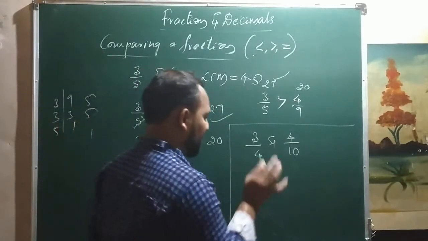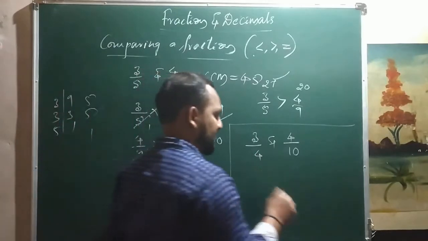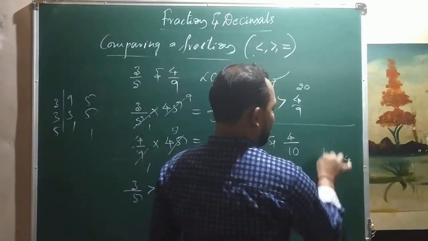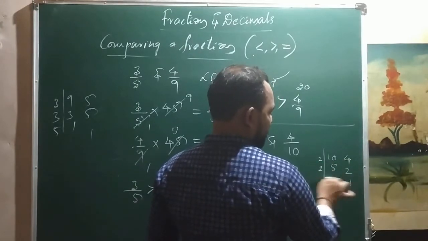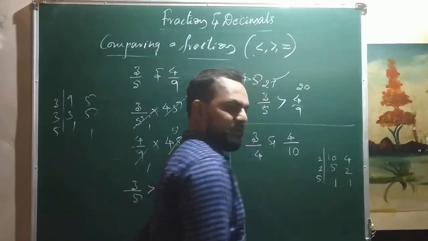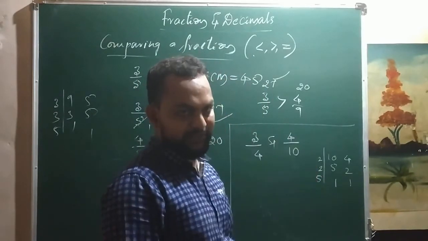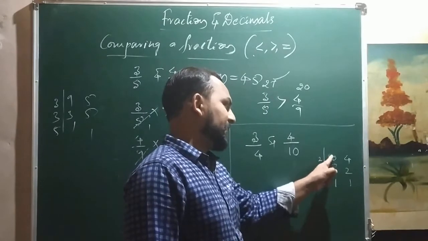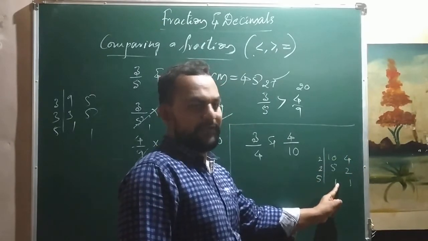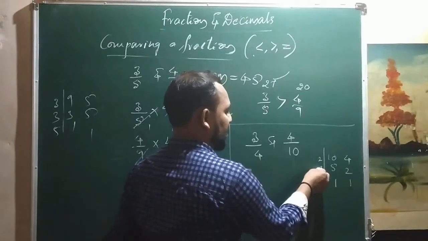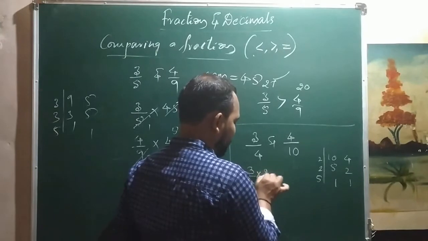Here, first take the LCM of 4 and 10. The first method is LCM. 2 5s are 10, 2 2s are 4, 2 1s are 2, 5 1s are 5. So 2 5s are 10, 10 2s are 20. The LCM is 20, so we take 3 by 4 into 20.